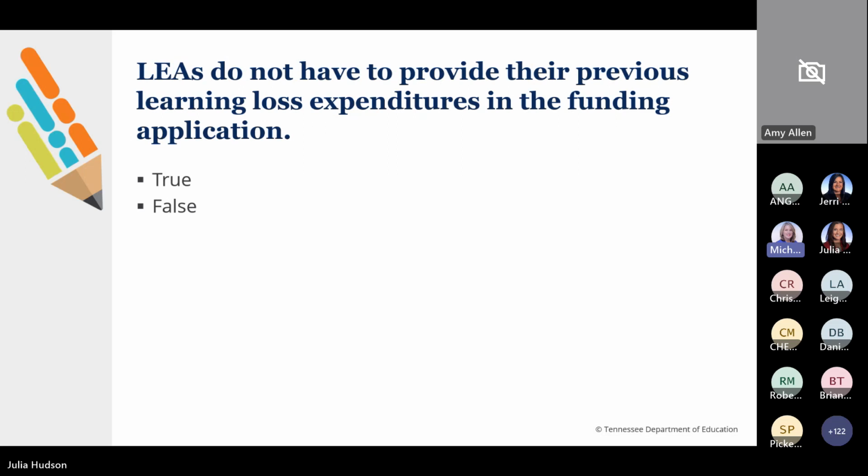LEAs do not have to provide their previous learning loss expenditures in the funding application. Would this be true or false? All right, I see a lot of false. You are correct. You do have to provide your previous learning loss expenditures, and that would be your FY22 and your FY23 for this application.